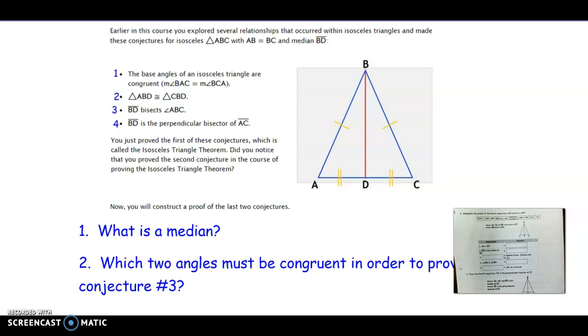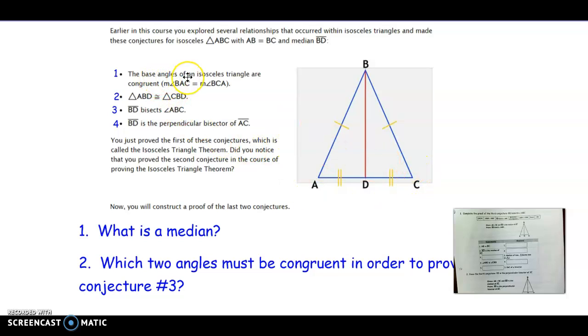So if you remember, I think it was lesson 7.5, you explored several relationships that occurred within isosceles triangles, and you made these conjectures. So you were given triangle ABC with 2 congruent sides. Again, those are called legs of the isosceles triangle. So AB and BC were equal in length, and you had this median drawn, segment BD. And so we learned these 4 things were true when we have this scenario.